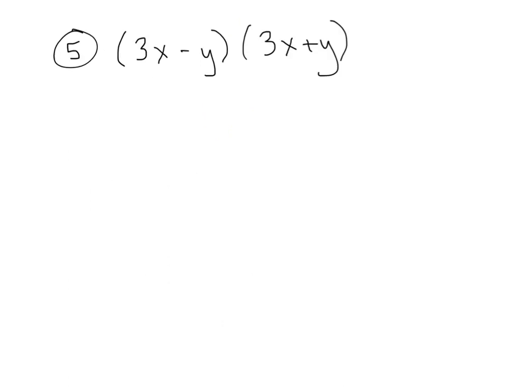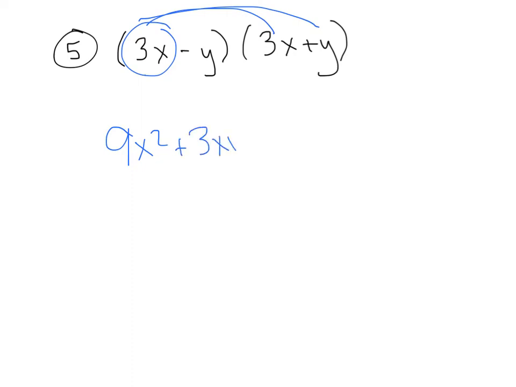Alright, here's our last problem in this one. So again, we're going to start with our 3x and we're going to distribute it. So 3x times 3x, I'm going to take my whole numbers first. So 3 times 3 is 9, x times x is x squared. I'm going to distribute the 3x to the y. So 3x times y, I'm just going to have a plus 3xy.